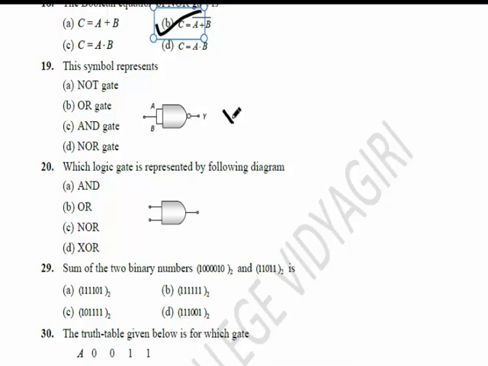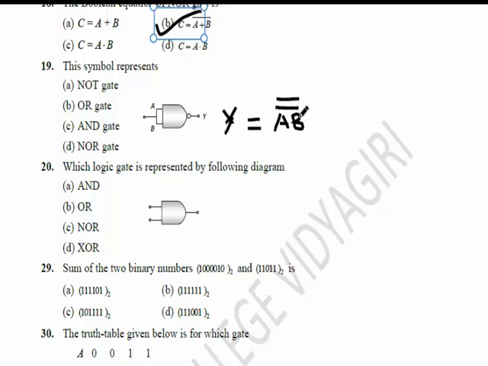Okay, this symbol represents, so here y equals to... This symbol represents which question, 19th. See here, A, B, bar, whole raised to bar. Both are same, input and outputs are same.